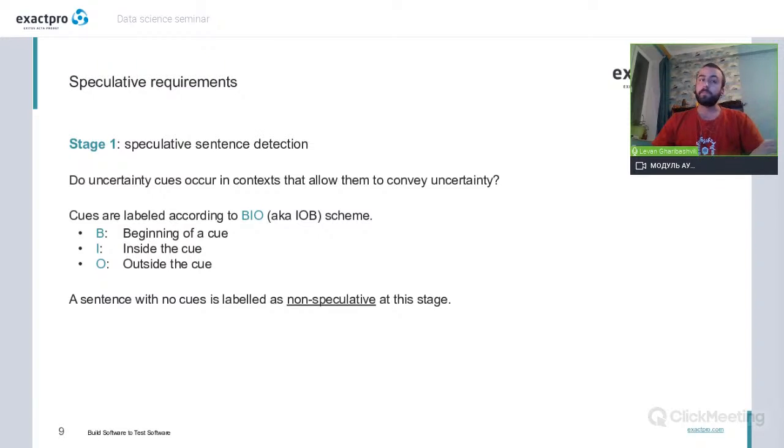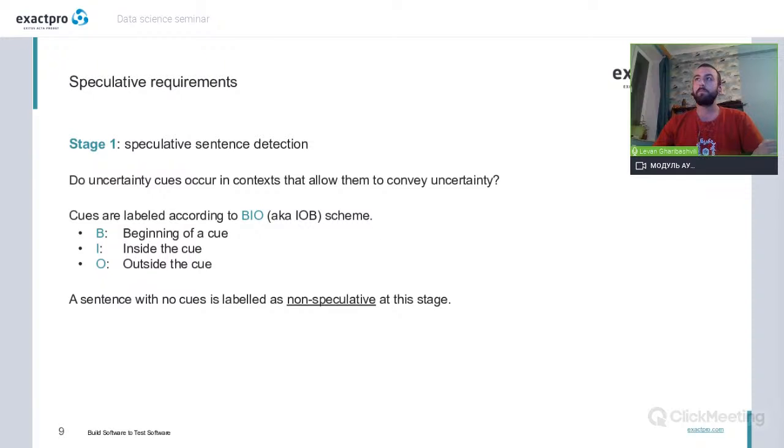Okay, so the authors had 2 different stages for detection. The first one was identifying uncertainty cues in sentences. And of course, it's not just identifying all the cues, but identifying cues that really convey uncertainty. They also had a second stage where they identified the part of the sentence which was uncertain, so the uncertainty scope. For the first stage, they labeled each word in the dataset using the so-called BIO scheme.